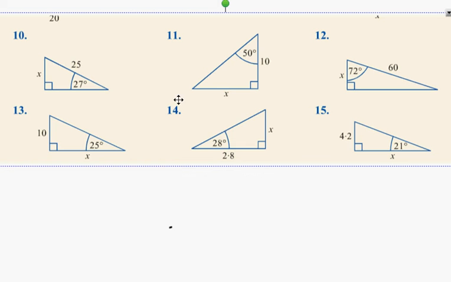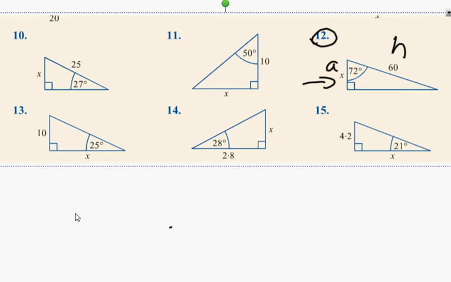Will we do 12 and 14, is it? 12 and 14 are good ones to do, okay? So 12 here. Now what do we know about 12? What side do we know on 12? We know the hypotenuse, and what else, Aaron? Adjacent, good man. Adjacent and hypotenuse.